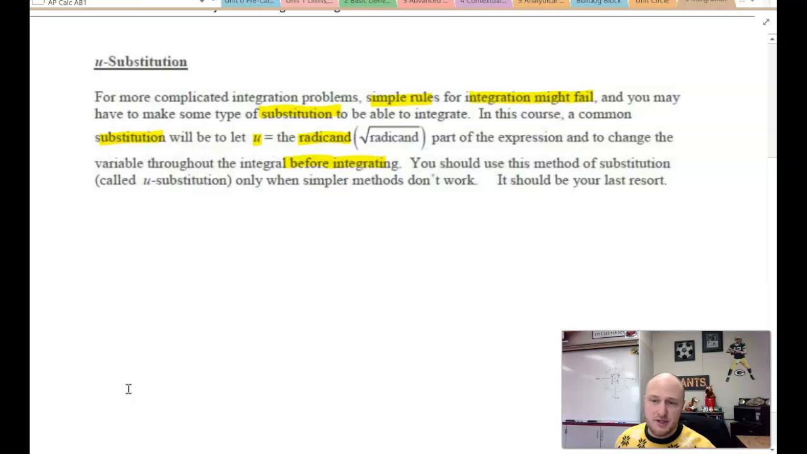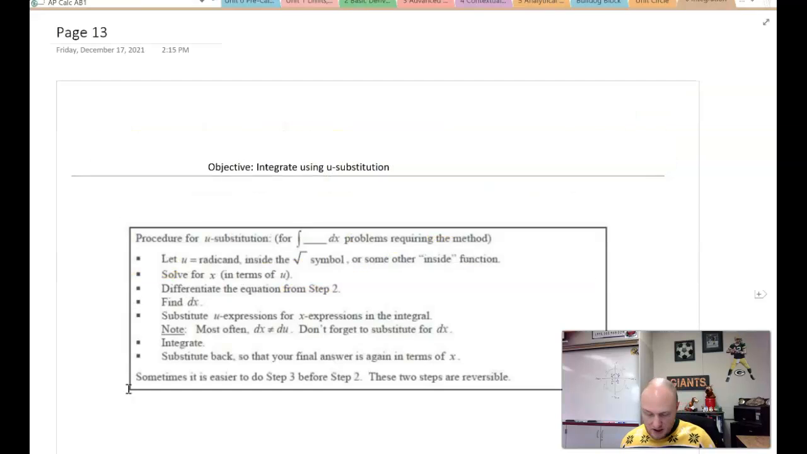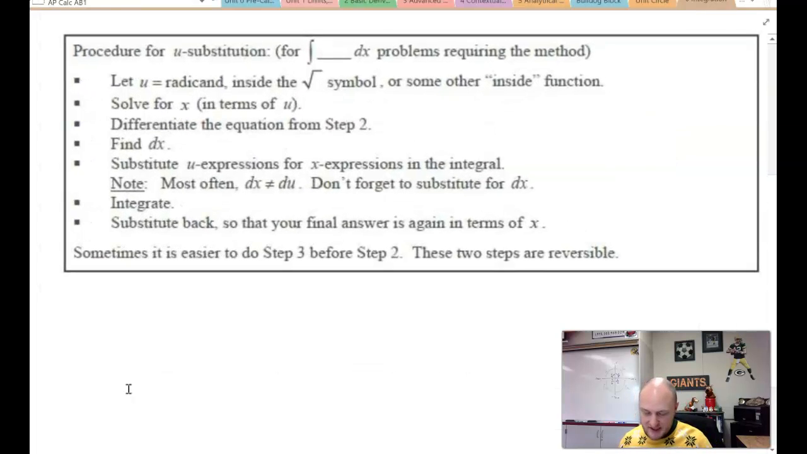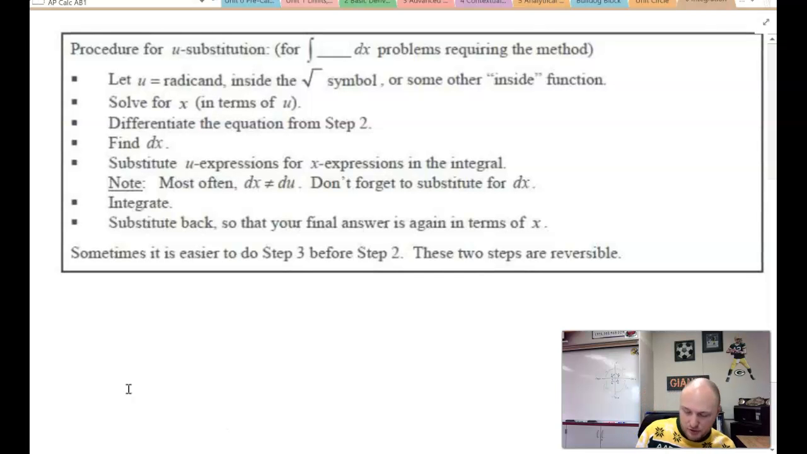This is called u-substitution. When reverse chain rule, kind of like what we were doing last time, doesn't work, they say this should be your last resort. I kind of think thinking this way will help you out. Here's the specific procedure they say for u-substitution. And try to see the similarities in what we were just doing in that last video.